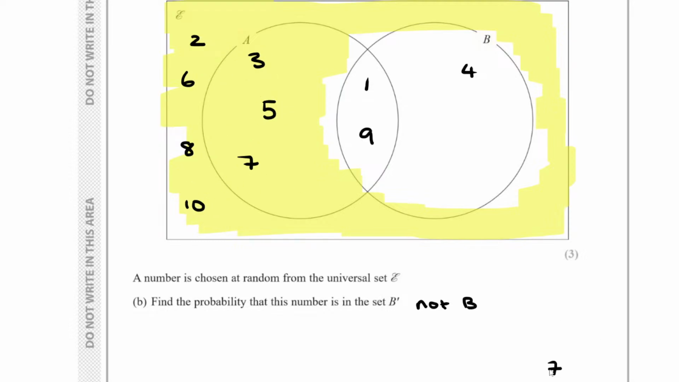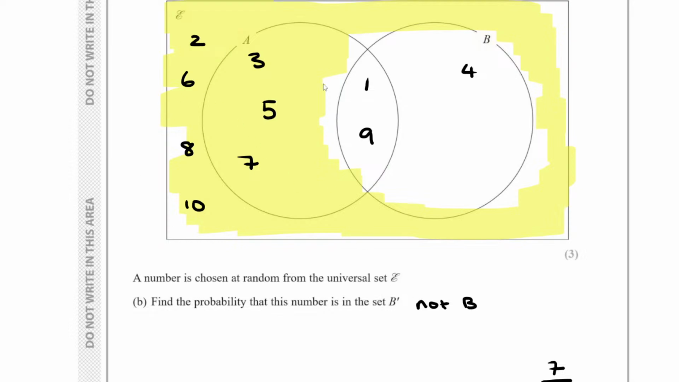It's a probability, so I'm going to put it as a fraction. 7, and then how many is in the whole universal set? Out of how many am I choosing from? Well, there were 10 numbers, weren't there? So do you see how that would be 7 out of 10. You could put 0.7 if you want, but I think fraction is a bit easier.